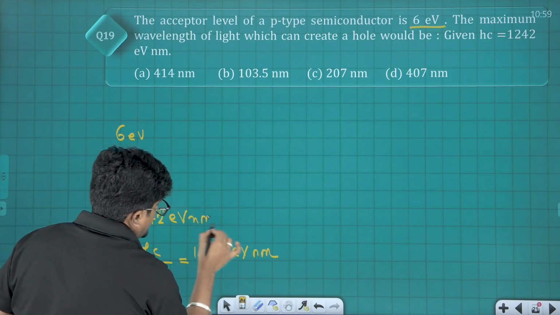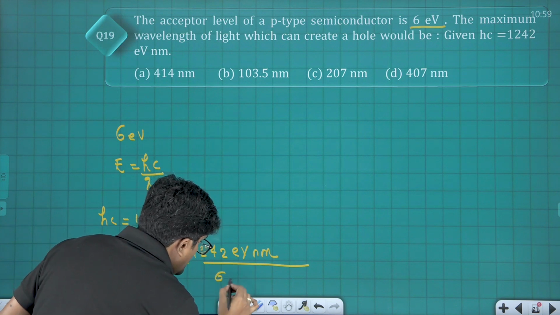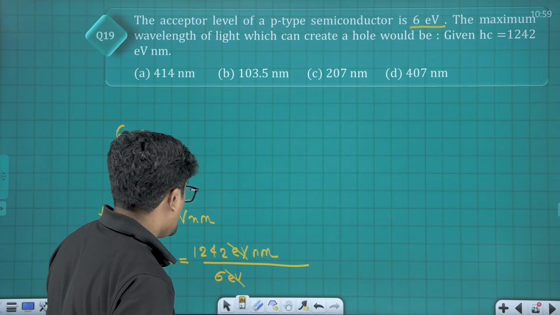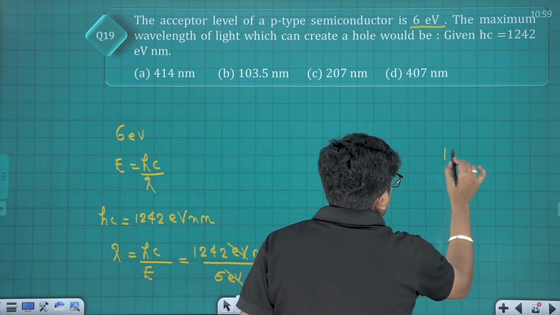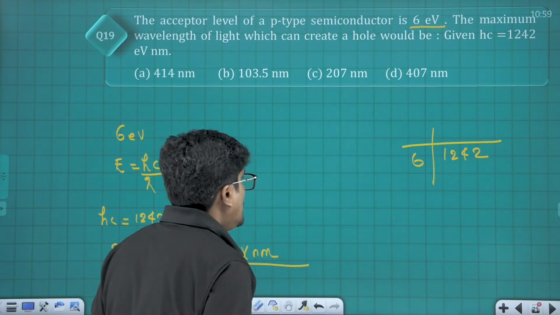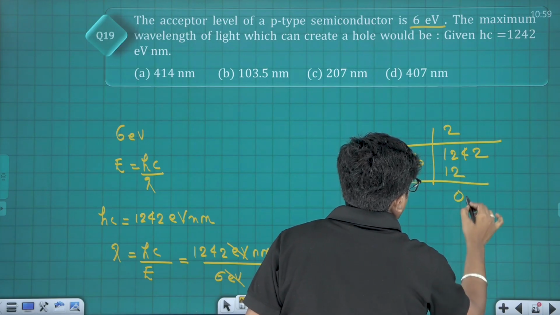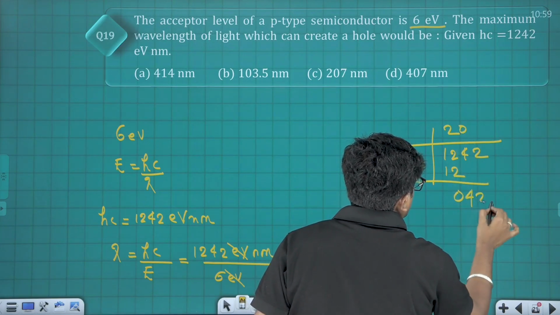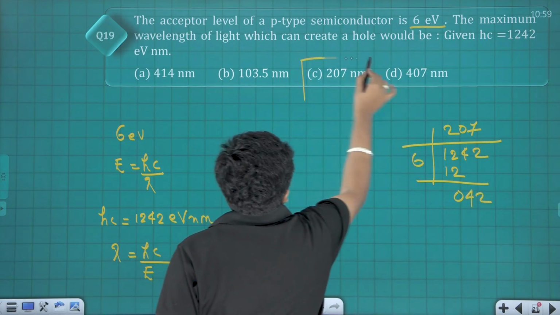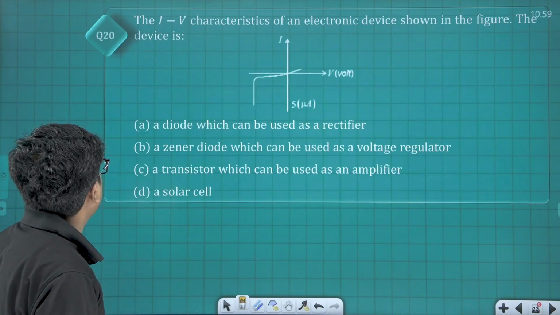Electron volt nanometer, all divided by the E value, which is 6 electron volt. The electron volt units cancel each other. Here this is 1242, all divided by 6. So 2 2s are 12, 0 4 0 2, and 6 7s are 42. So the answer is 207 nanometer.